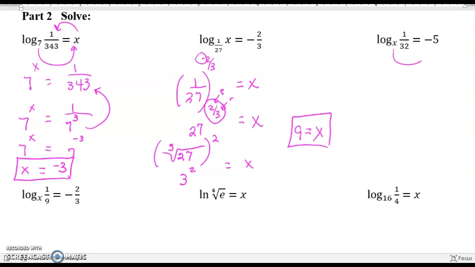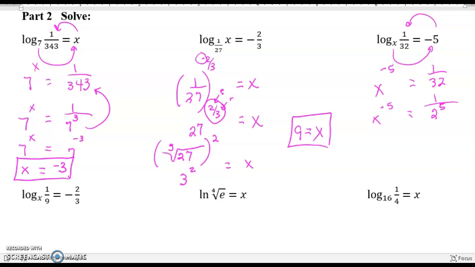The next problem, x to the -5 is equal to 1/32. So I took it out of log form, wrote it in exponential form. So we'll continue. x to the -5 power is equal to 1/32, which is 2 to the 5th power.